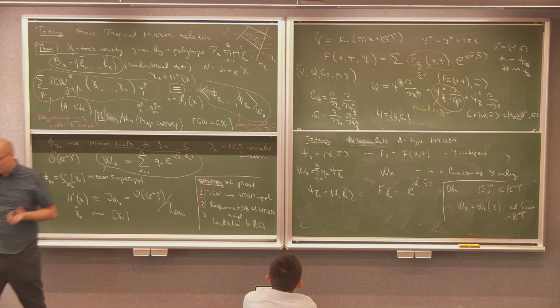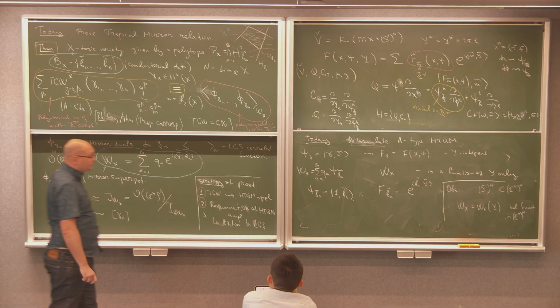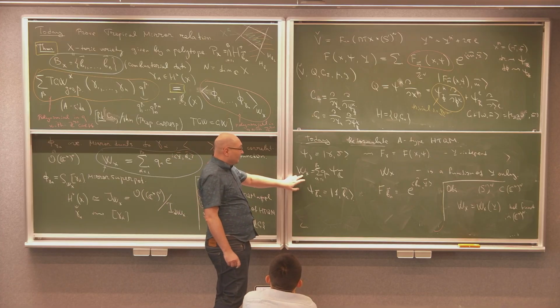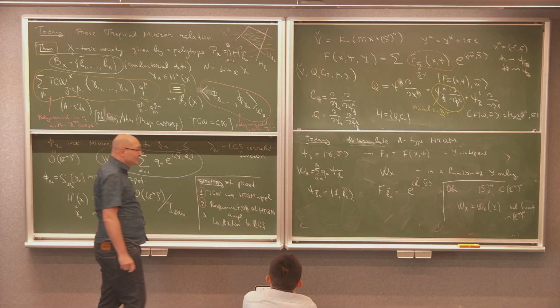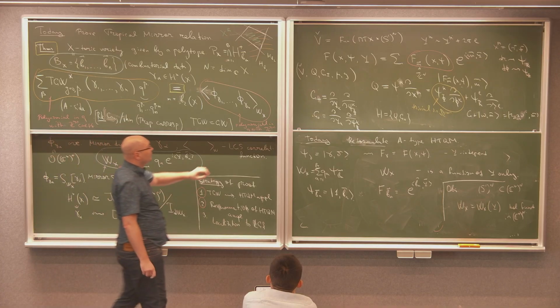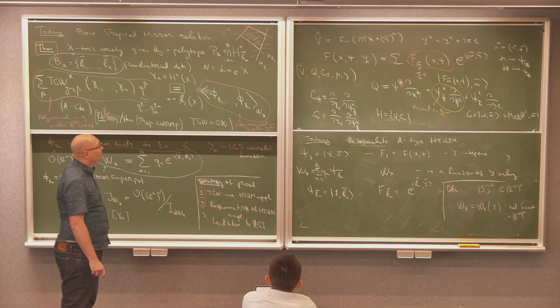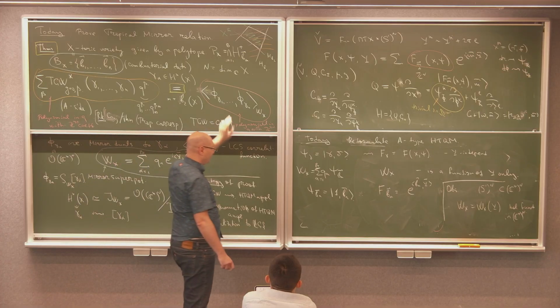So what we're going to do after the break is see how to actually turn this W of x into the actual mirror superpotential, and how to get these residue formulas for W of x, and how to get this phi.